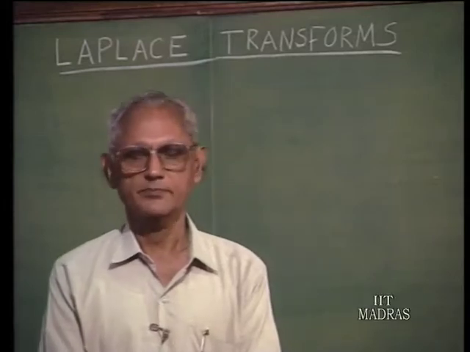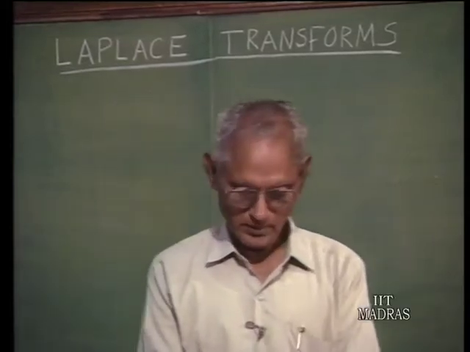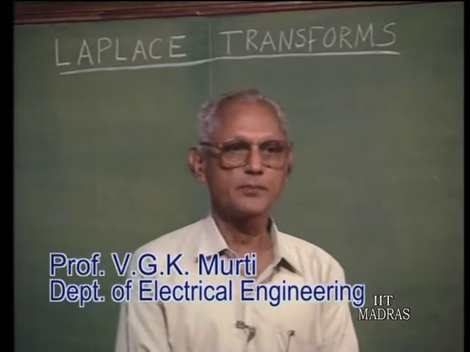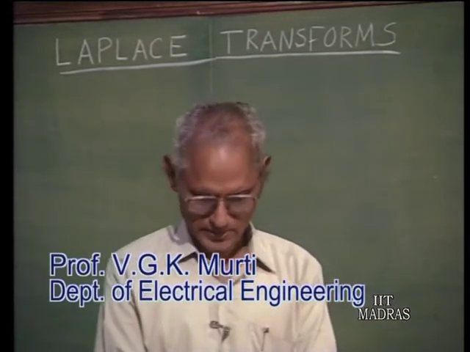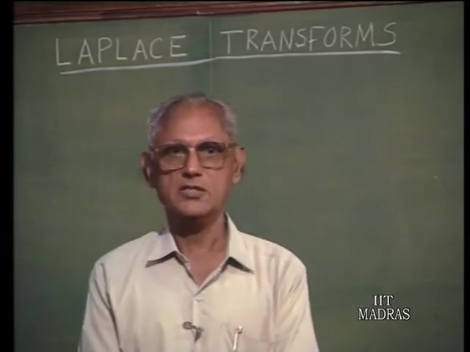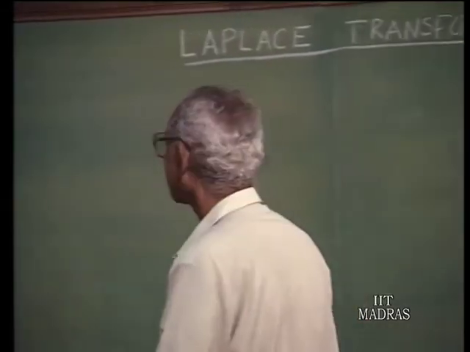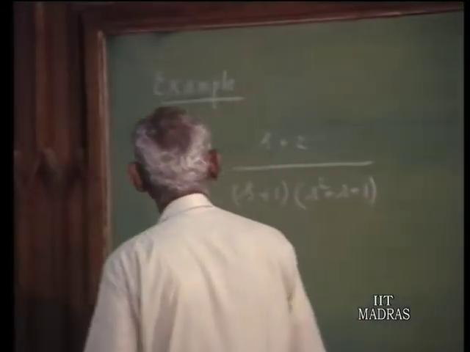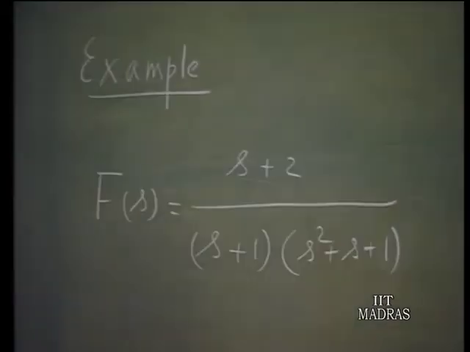In the last lecture, we were considering finding out the inverse Laplace transform through the method of partial fraction expansion. We shall continue this discussion with an example. Let us consider F(s), a rational function, which is (s plus 2) over (s plus 1)(s squared plus s plus 1).